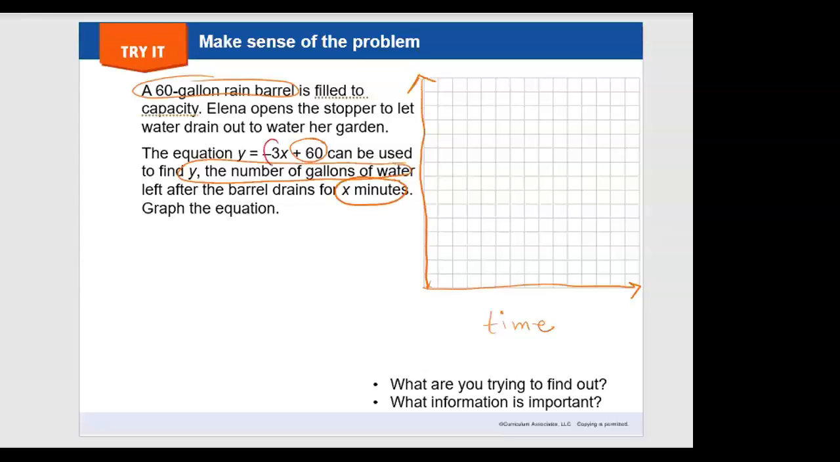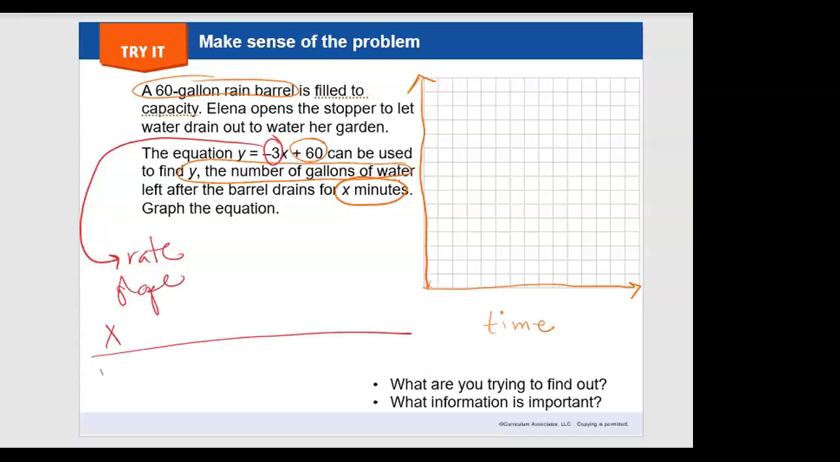Good. Slope, another name for slope is rate, correct? So are we surprised then that the rate that water is going down is going to be 3? It's going down 3 for every minute. So if it goes down 3 for every minute, then how much is it going to go down in 2 minutes? 6. What about 3 minutes? 9. What about 4 minutes? 12. See a pattern? Yes. Okay. So let's create a table of values here.